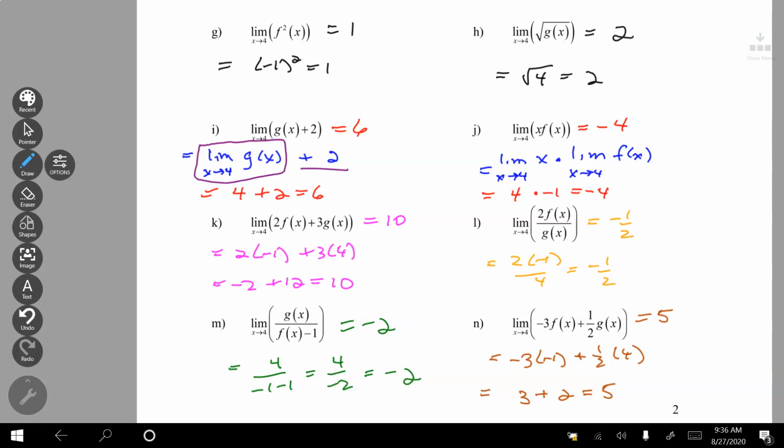J was probably the most difficult one because we have this extra x here. So I rewrote it. It's the limit as x approaches 4 of x times the limit as x approaches 4 of f of x. Well, just for this part alone, if it's x, my rule is plug in x. Well, x is equal to 4, so I got 4. And the limit of f was given, which was negative 1. That's how I could result in negative 4. And K through N are all, you got to do some multiplication and adding or subtracting, dividing, and all that stuff. And it's pretty simple arithmetic to figure out these limits.